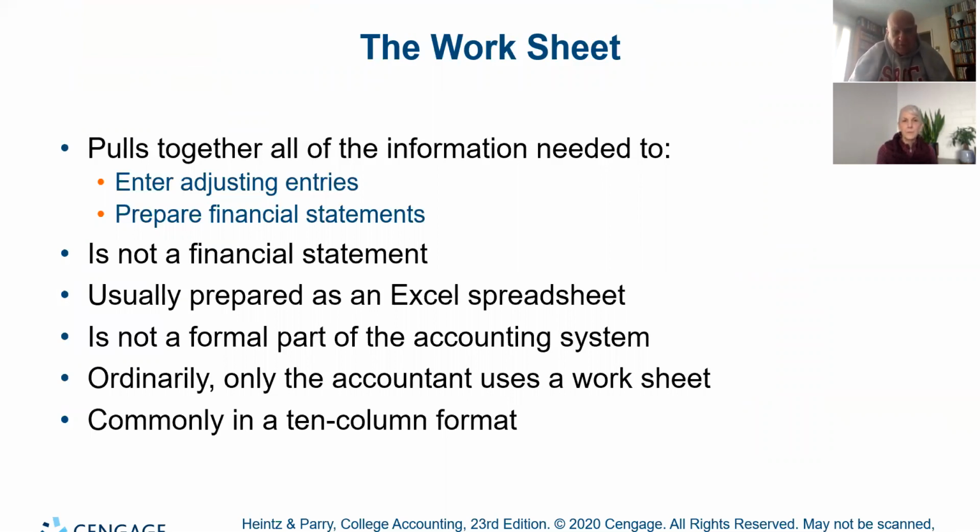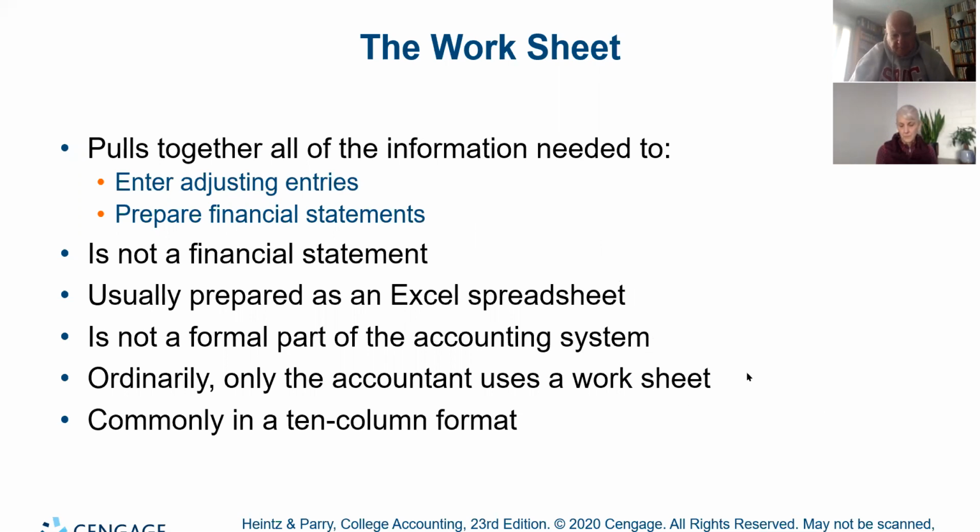So we come up with the worksheet, and once we get what I like to call the preliminary trial balance, we're going to prepare our adjusting entries on that worksheet, and then bring over the new balances. And now we have a finished, correct, final trial balance. So the worksheet is where we enter these entries on paper and prepare the statements. It's just a piece of scrap paper, usually prepared as an Excel spreadsheet, not a formal report.